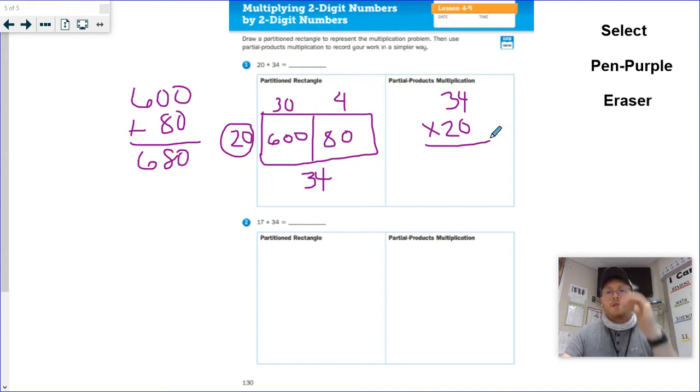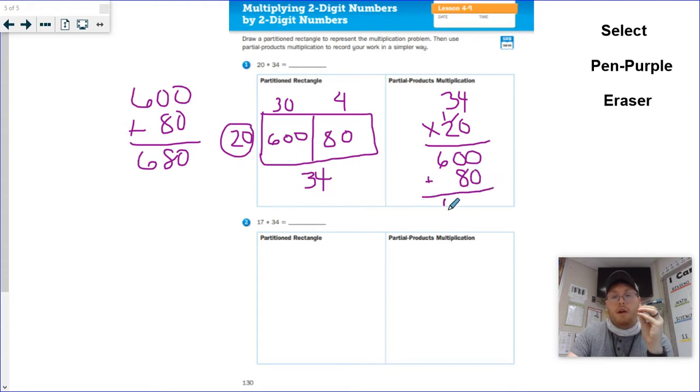Okay, yes. So what I was talking about before: when you find partial products with two-digit by two-digit, you always start with the tens place. So you're going to start with the bottom number. In the tens place there's a 2, but that's really 20 because it's in the tens place. So 20 times 30, very similar to what we just did here. We know that 20 times 30 is 600. Now I'm going to go over to 20 times 4 because this is in the ones place. 20 times 4 equals 80. Add those together and I get my 680.